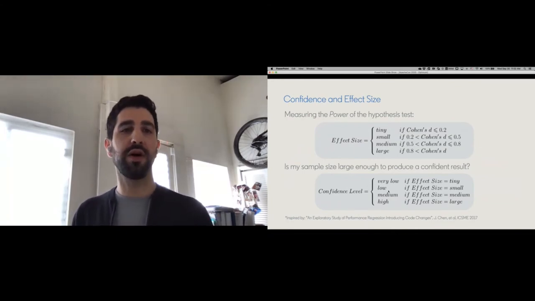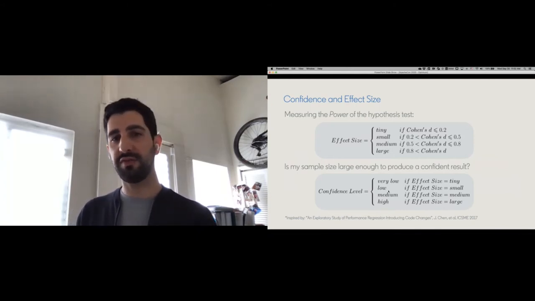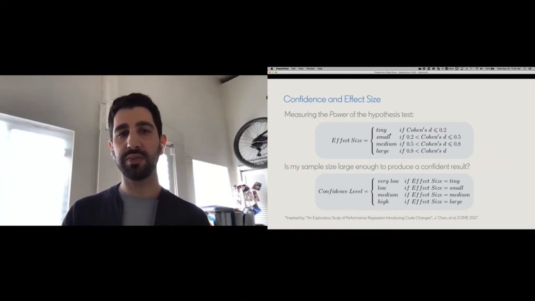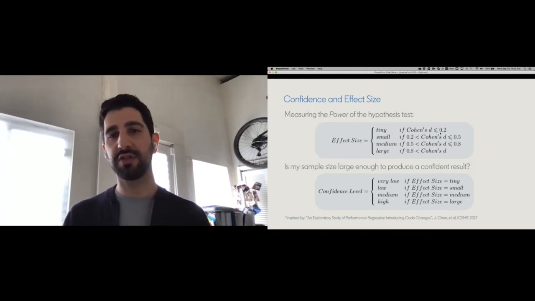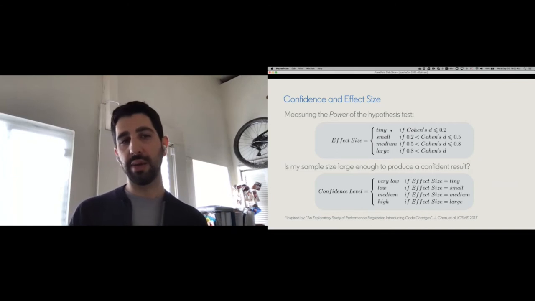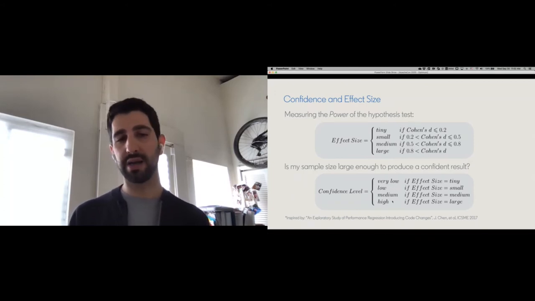This is driven from the power of the hypothesis test. So basically, we have the effect size. The effect size is a very common coefficient that is built on top of Cohen's d. And then those basically produce those categorizations that you see here. So basically, if the coefficient value is this, then the sample size is tiny. If the sample size is tiny, this translates directly into very low confidence, low, medium, high, and so on.